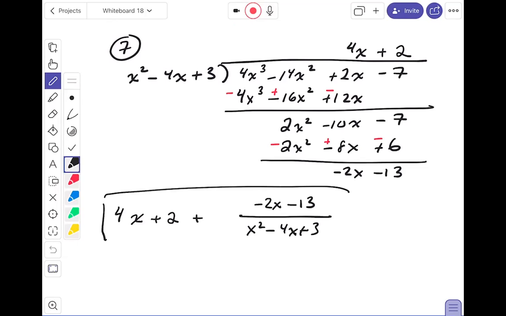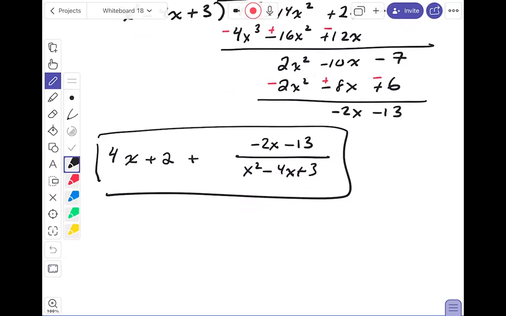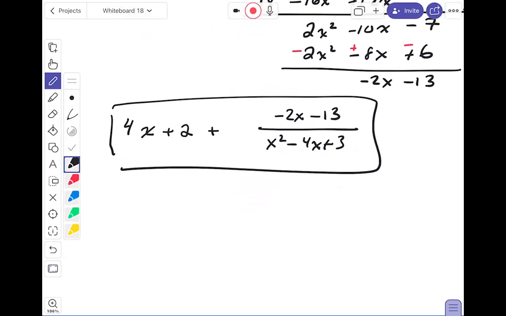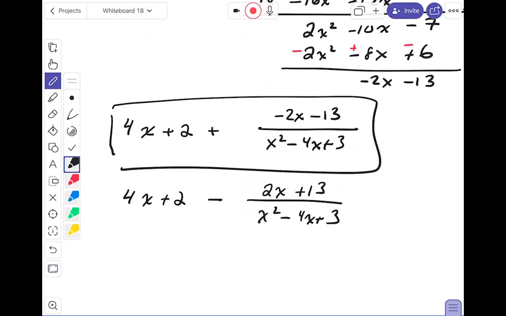This is an acceptable answer, all right? I want to point out that a lot of people don't like writing that down because it looks very strange to them. So what they do is they write this one down instead: minus. Now what are they doing there? They're factoring out a negative 1 from that. What would they be left with? 2x plus 13 over x squared minus 4x plus 3. Once I put something in a box, though, I'm saying it's acceptable.